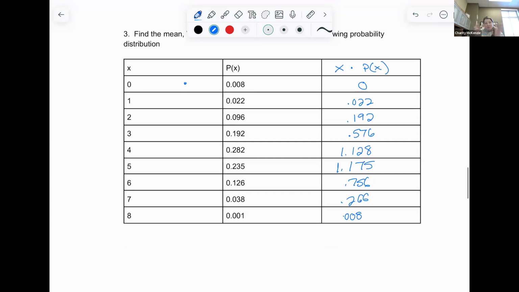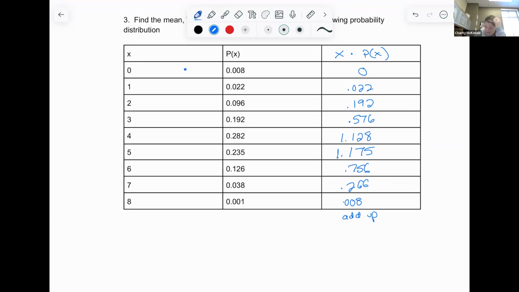All right, so we multiplied across, and now we want to add up this row. Okay, so we're going to add up this row, and I got, we are going to call this our mean, 4.123. Okay, and this is also called the expected value. So that's our expected value.